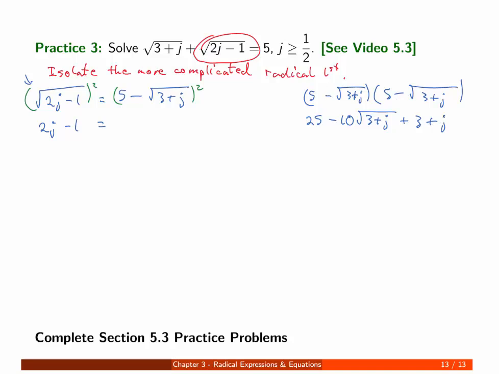5 times 5 is 25. 5 times this next term is negative 5 root 3 plus j, but you're going to get the same term again right here. So therefore it becomes negative 10. And then this guy, the square root just disappears, but this negative out front becomes a positive. When you collect like terms, you're left with 28 minus 10 root 3 plus j, plus j. So here we actually have 28 minus 10. See, it's quite nice to do things off to the side sometimes.